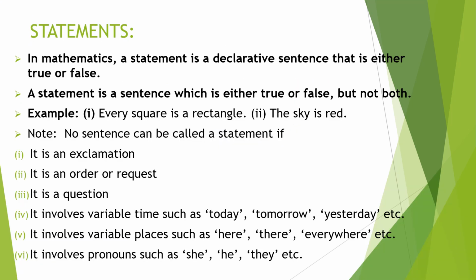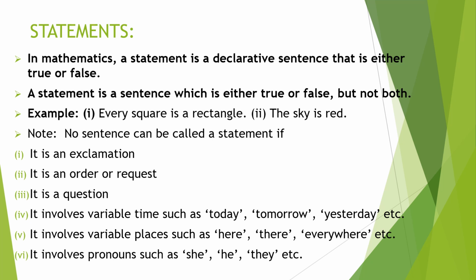You must have studied sentences in English. In mathematics, a statement is a declarative sentence that is either true or false. A statement is a sentence which is either true or false but not both at the same time. For example, if I say every square is a rectangle, it is a statement. The sky is red. That is also a statement because it can either be true or false.